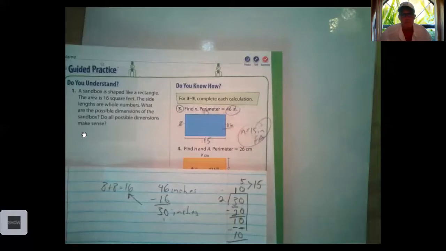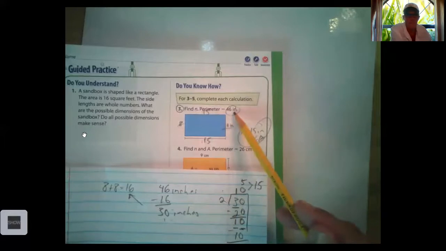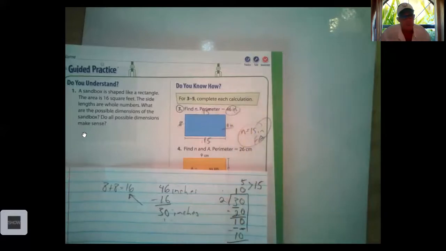And it would be the same if we were looking for length, if we know a given perimeter. Now let's take a look at area, which is a little more simple. I think you guys are going to get area and it's going to go a lot faster.